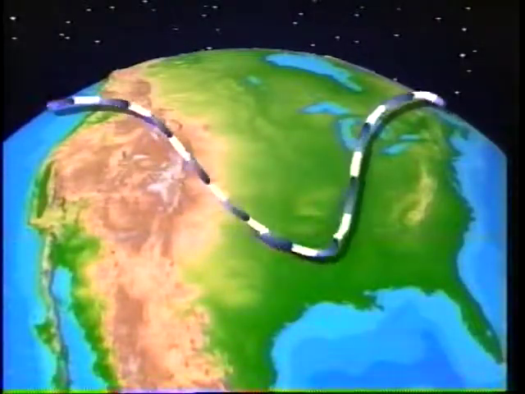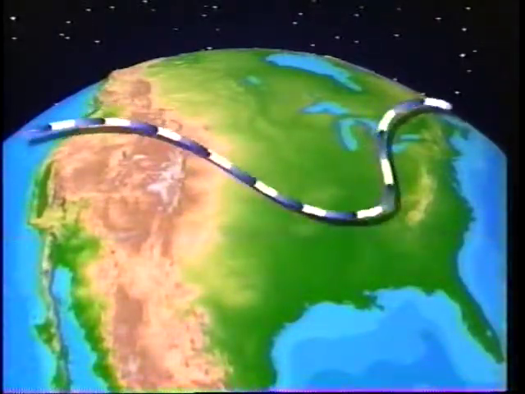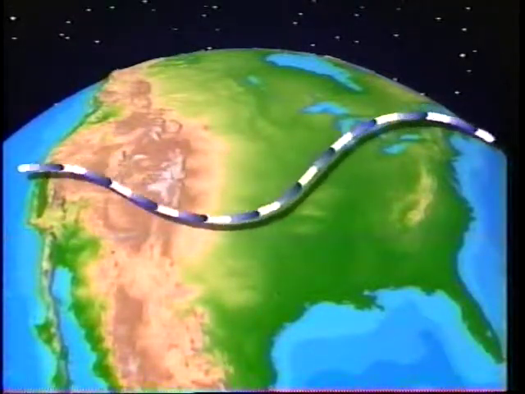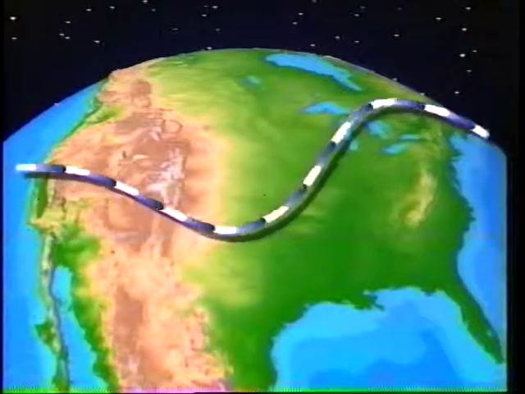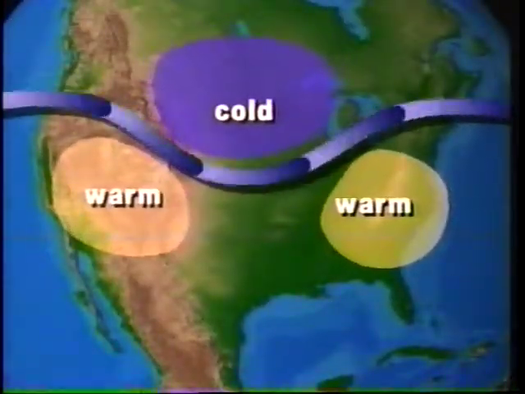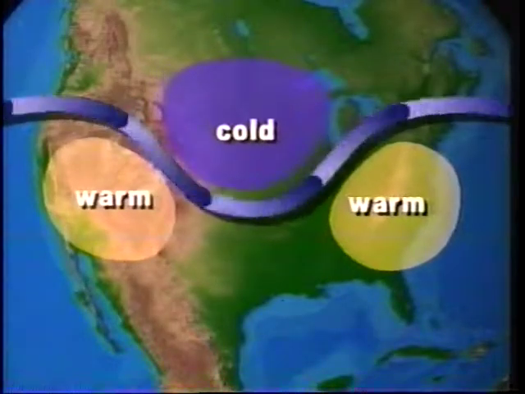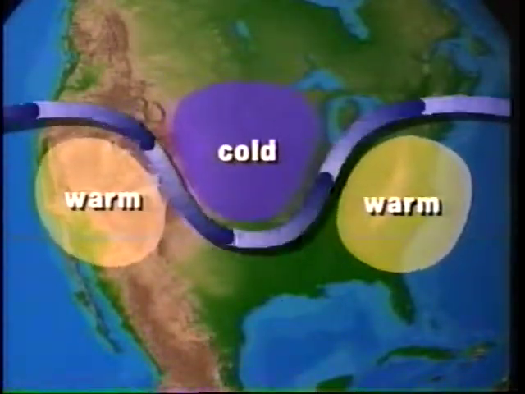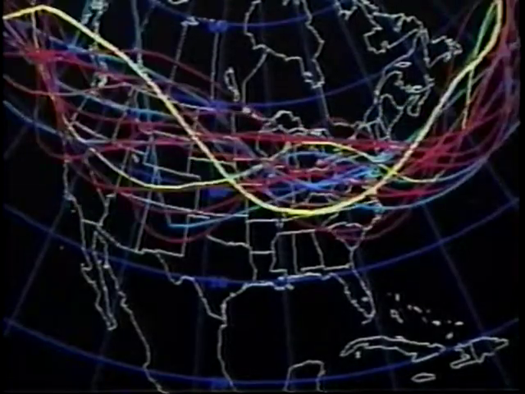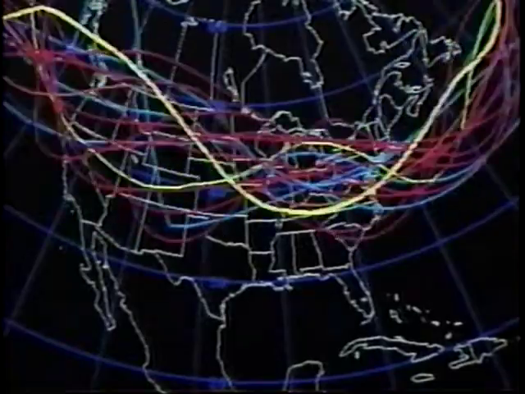Jet streams are relatively narrow bands of high-speed winds in the upper atmosphere. Their general direction is west to east, but they can swoop northward and southward. In general, the twists and turns of jet streams follow the boundaries between warm and cold air. Watching the jet stream is an important part of weather forecasting.